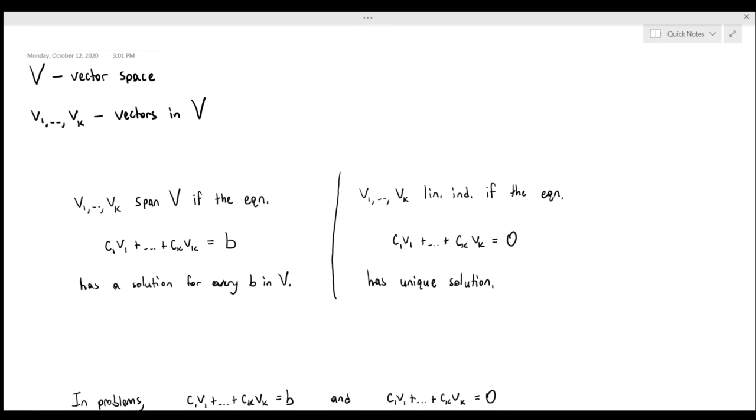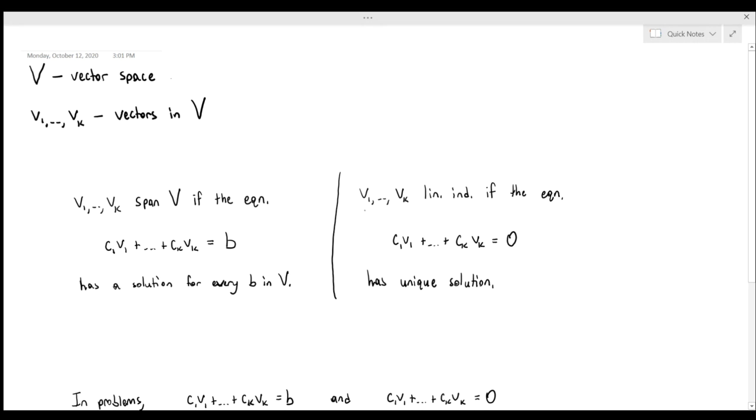So if we have a vector space V, and here I have some vectors V1 through Vk in our vector space. Let's recall these vectors are said to span our space V if this equation has a solution for every vector B in V. Equivalently, you can say that they span the space V if every vector in V can be written as a linear combination of these vectors V1 through Vk.